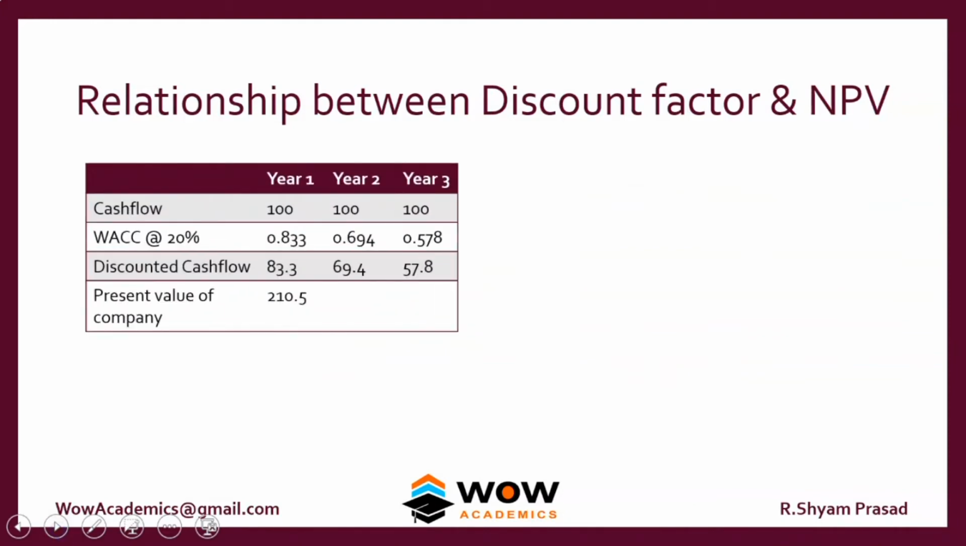So we'll have a problem to look at it. It's the same problem. You have a cash flow of 100, 100, 100. Weighted average cost of capital or the discount factor is 20. You got these discounting numbers. You discounted the cash flow. You got your present value of the company, or we can say this also as a NPV.